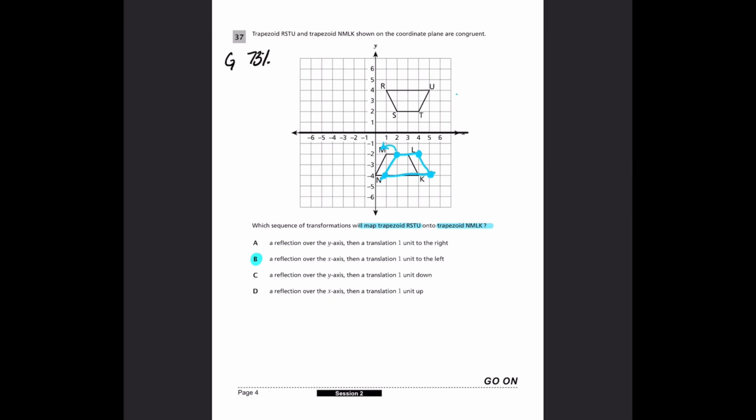So not only is it a reflection, but then it had to slide over one. So I reflected it, and then I translated it over by 1 unit. And there you go, reflection over the x-axis. Oh, I should have been very clear about that. Over this side, the x-axis, and then a translation of 1 to the left, which you can see.